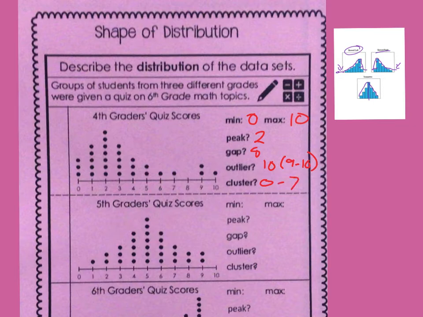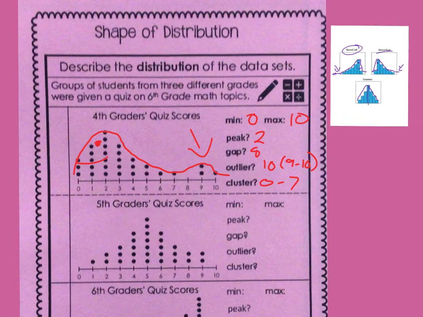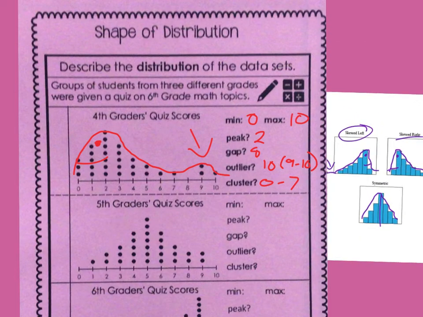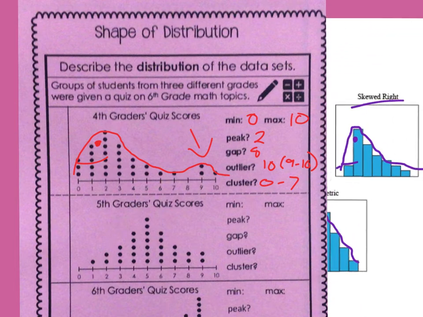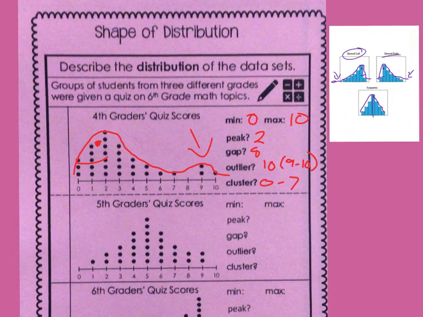Okay, so if we were to draw this thing, you can see that our head would be here, right? Because that's where the cluster is, and our monster, or whatever you want to call it, his tail's over here. And if we compare it to this guy over here, it would be skewed right. So we have this data is skewed right.